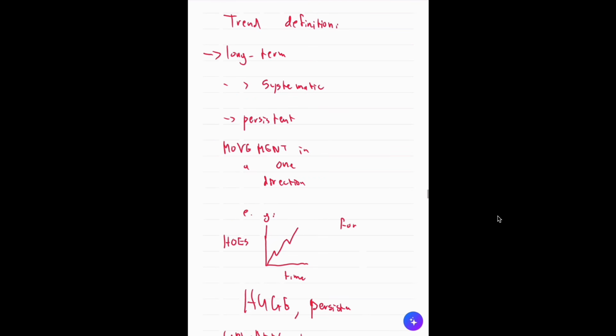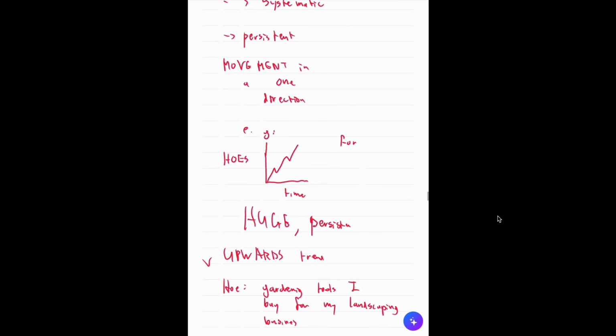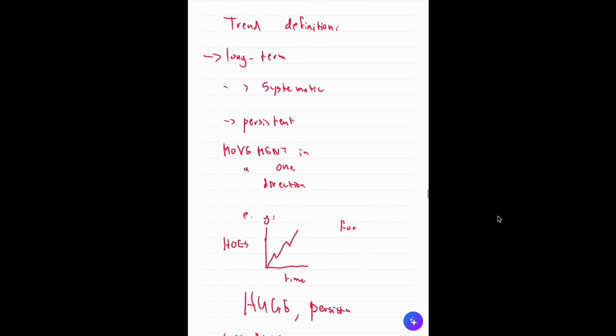And then let's define a trend. So a trend has a few components. It is a long-term, systematic, persistent movement in one direction. So I've given you guys an example for you to remember. Let's say on the y-axis we have hose, and on the x-axis we have time. So this is now for me. We can see that there's a persistent upward trend for me, that over time I get more hose, right? So that is a trend because there is a long-term, systematic, persistent movement in one direction, up.